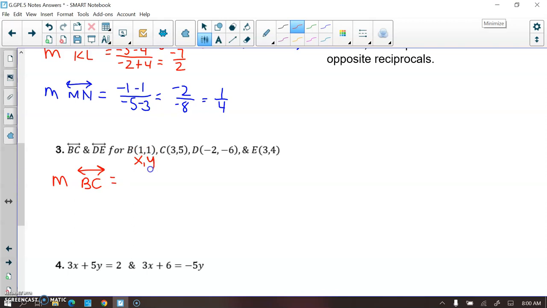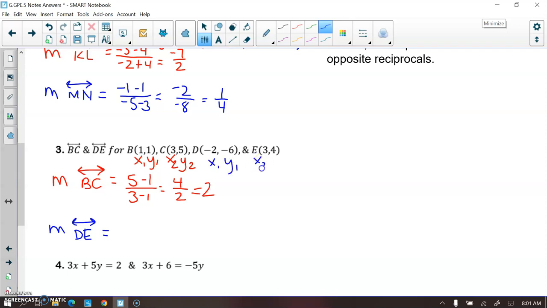Labeling my points x1, y1, x2, y2 using the slope formula, y2 minus y1 over x2 minus x1. I wind up with a 4/2, which is a slope of 2. So finding the slope of DE now. x1, y1, x2, y2.